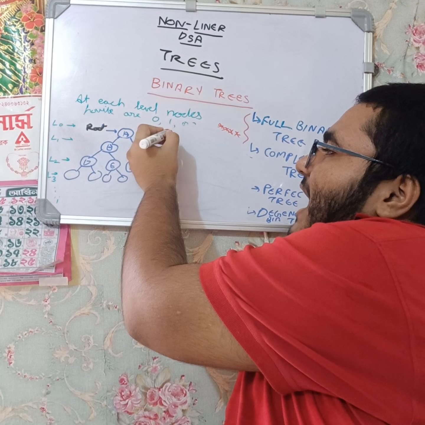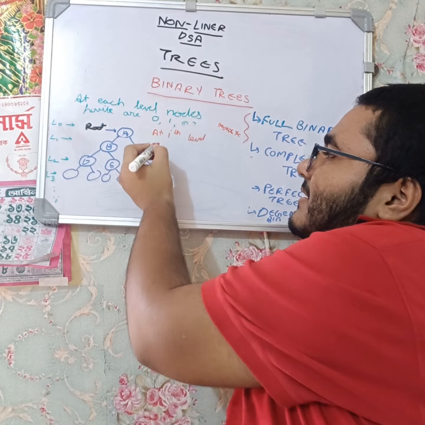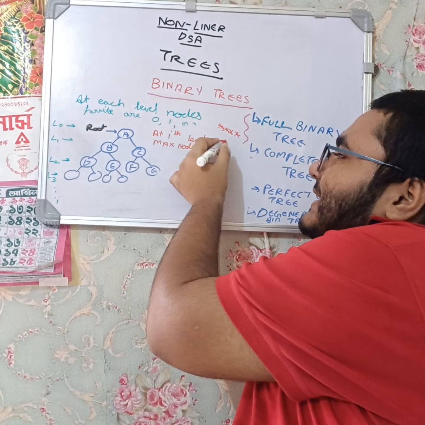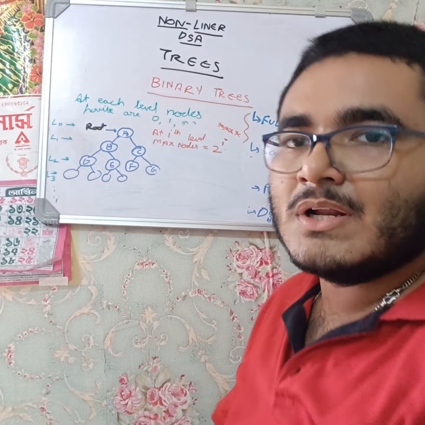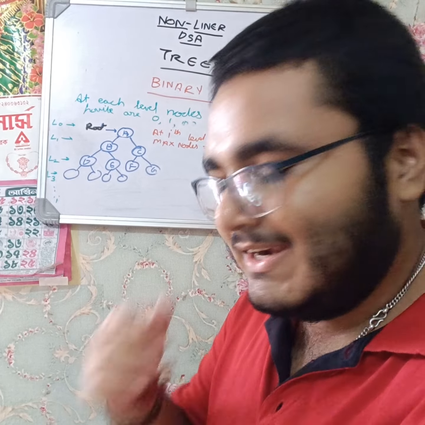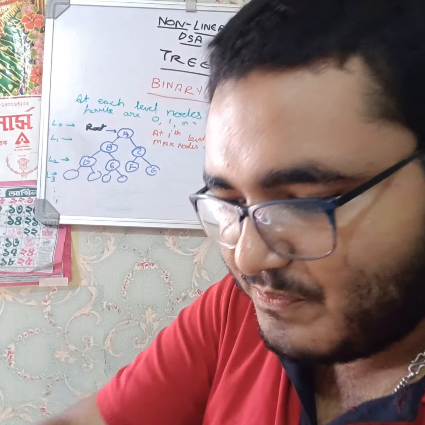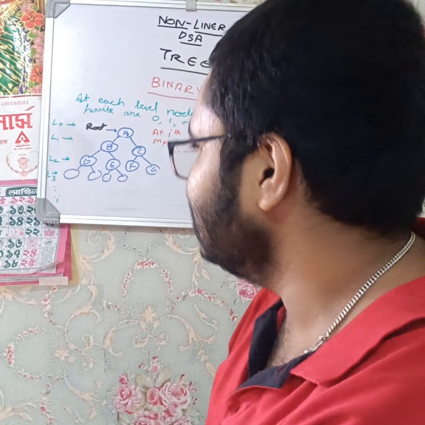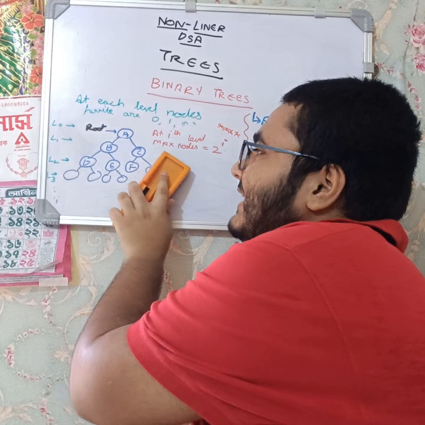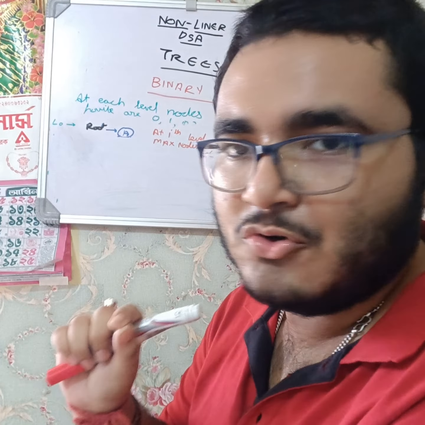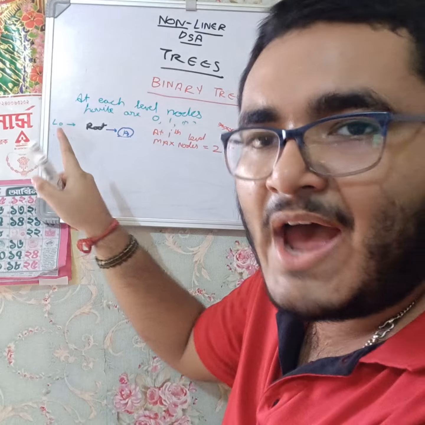At the ith level, max nodes equal 2 to the power I, right? Now we can clearly find out the height. If we are talking about height, let me discuss it again. If there is only a root node, the height is 0. There is no height. Level 0, height is also 0.